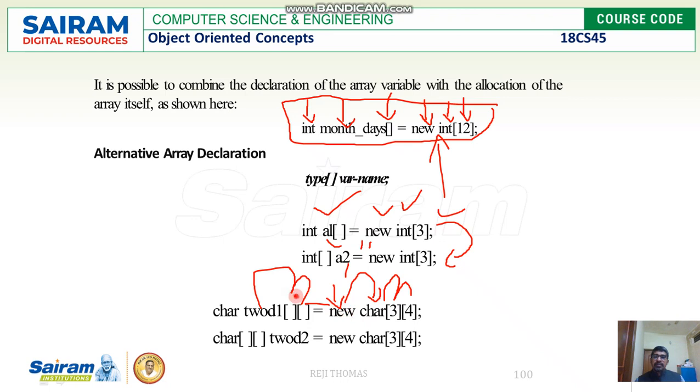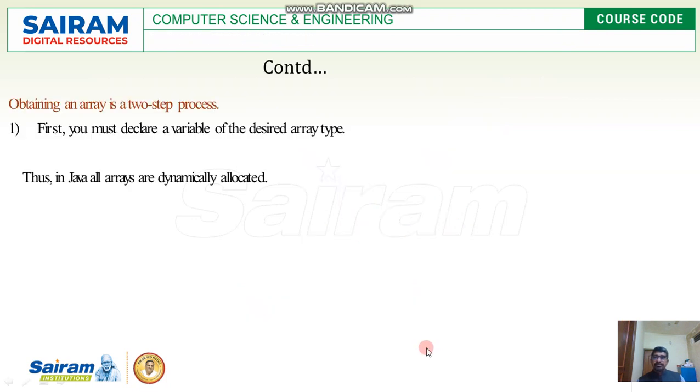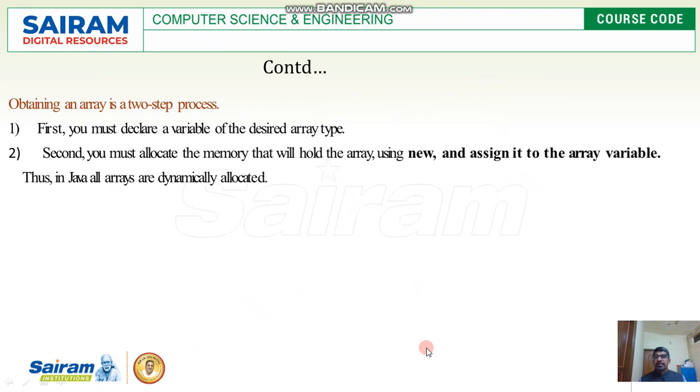So this could be written even like this, where you first give the type, then the square brackets, then the array name, which is equal to new, and then you have to give the type and the size. So these two are equal, right? So this is what we have seen.